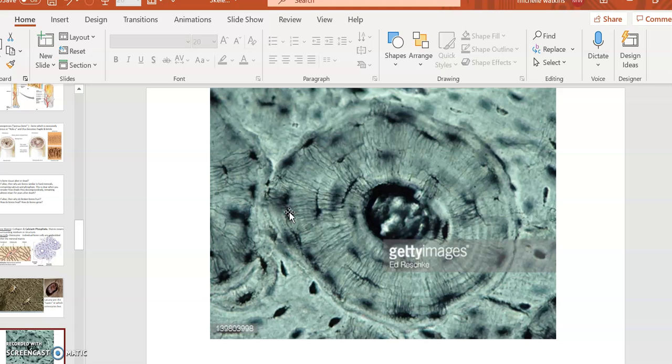Okay, another photograph of bone structure. So you can see this is a cross section, thin piece of bone. You can see the osteon. These are the individual bone cells. And you can see the central part, which will have the blood vessels and also some nerves.